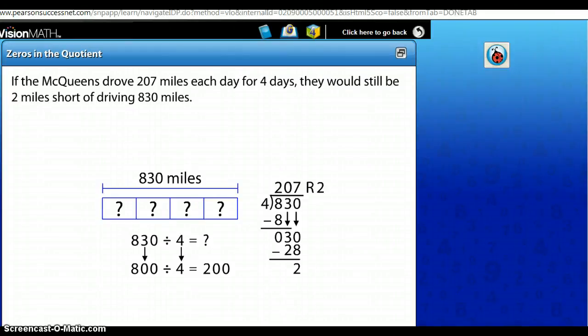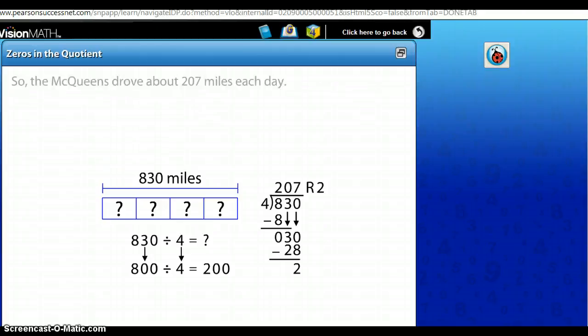If the McQueens drove 207 miles each day for 4 days, they would still be 2 miles short of driving 830 miles. So the McQueens drove about 207 miles each day. Okay, and our answer, 207, is similar to our original estimate, 200. So we know that we have a good answer here.